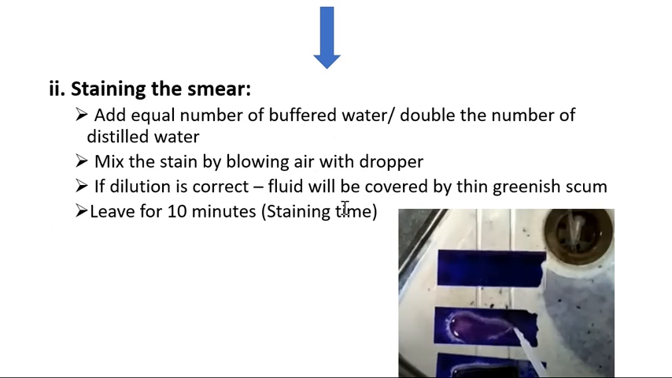If the dilution is correct, the fluid will be covered by a thin greenish scum. So a thin greenish layer will appear if the dilution is correct. Now leave it for 10 minutes. This is called staining time, the time in which the acidic and basic components will stain the opposite component of the cell. That's why this is called staining time.